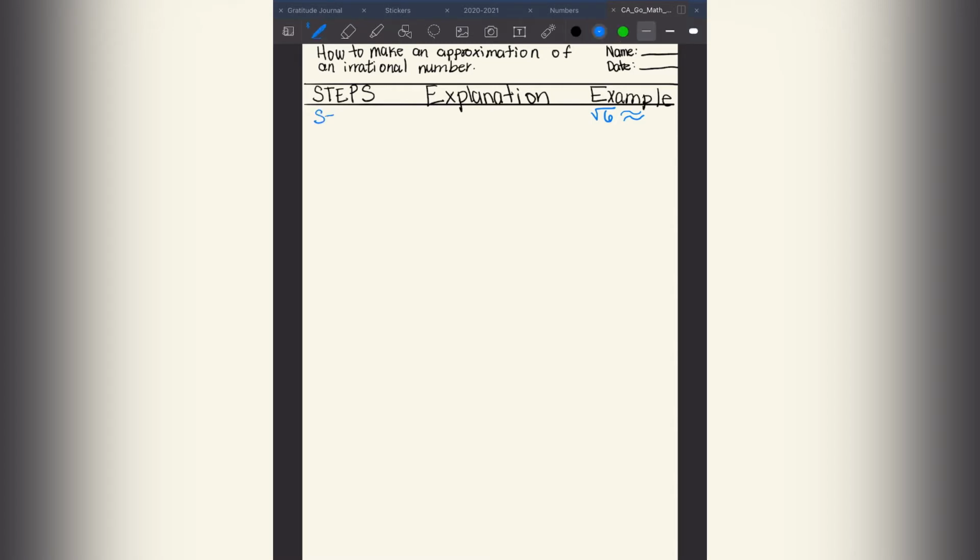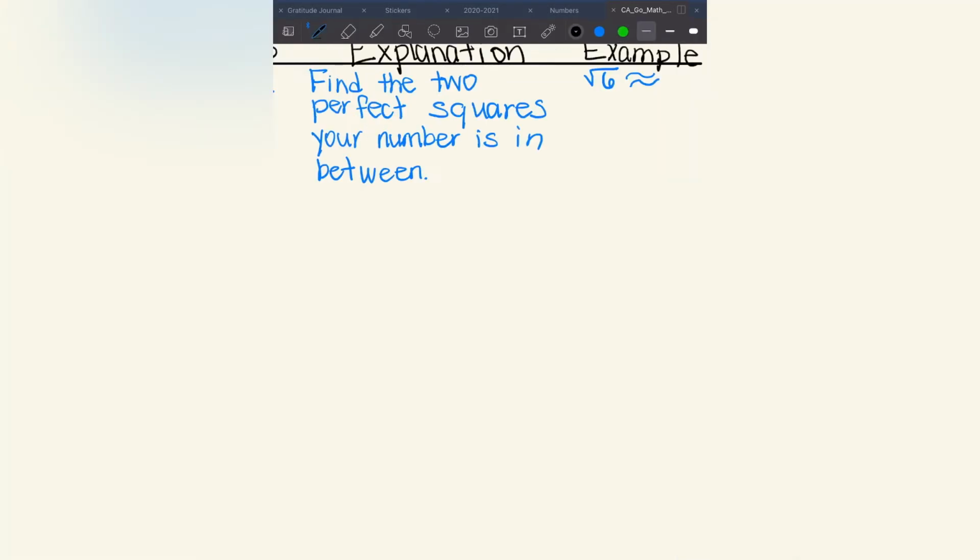Step 1. Find the two perfect squares your number is in between. The two perfect squares that this number is in between, we know that the perfect squares are the square root of 1, the square root of 4, and the square root of 9. Those are the first three perfect squares. The approximation of the square root of 6 is in between the square root of 4 and the square root of 9.